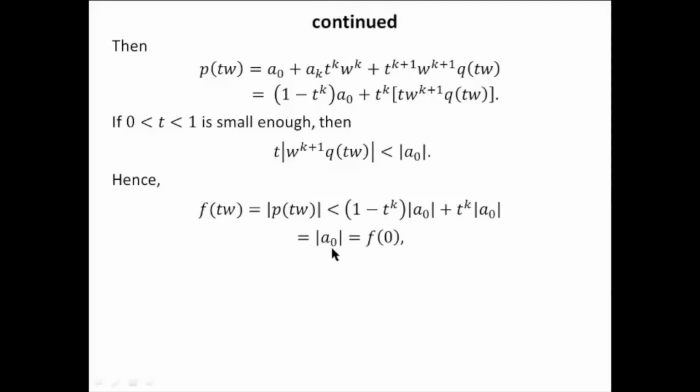Now, with this choice, what do we have? If I take the modulus of p(tw), it is strictly less than (1 minus t^k) modulus of a0 plus t^k times modulus of a0, which is equal to modulus of a0, and modulus of a0 was f(0). So f(tw) is strictly less than f(0), where t is a sufficiently small positive quantity. So is this a contradiction? Yes, because we said 0 is a minimizer. Now I'm getting a point tw whose value is strictly less than the minimum. So we arrive at a contradiction.